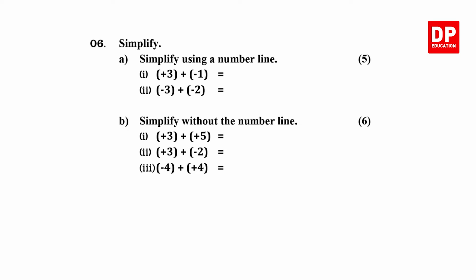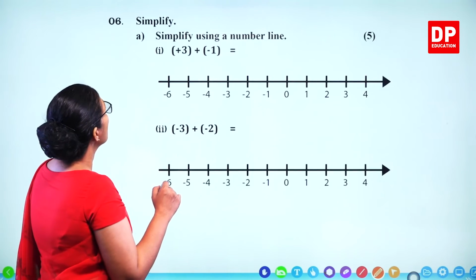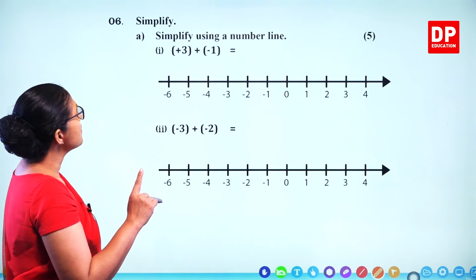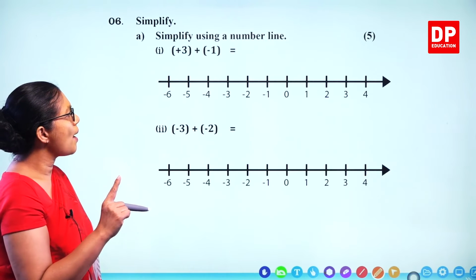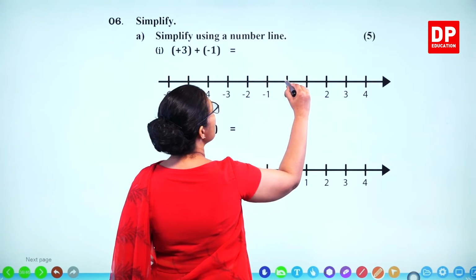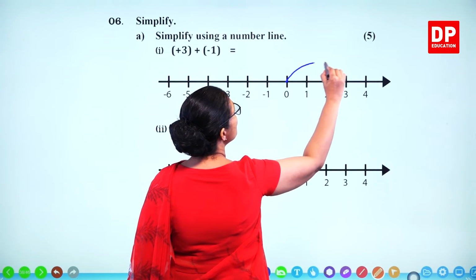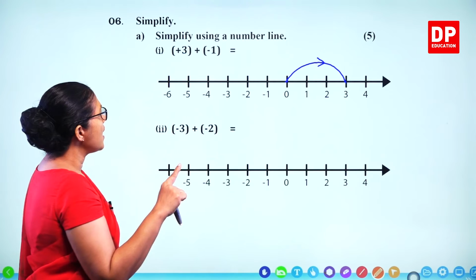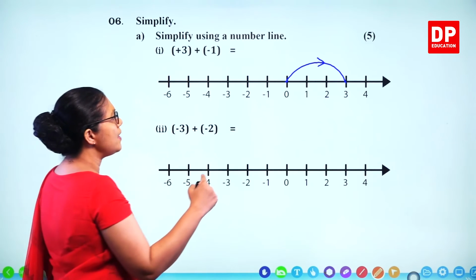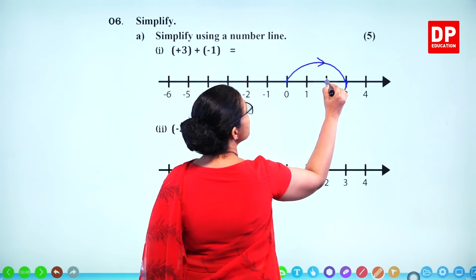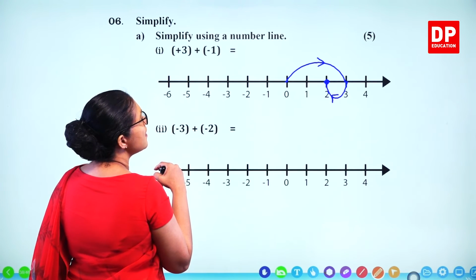Question number 6. Simplify using a number line. Plus 3 and minus 1. So how you use a number line? Plus 3 comes 0 to 3. So this is plus 3. Plus minus 1. Minus 1 means you move 1 unit to the left. So what's the answer? Answer is 2.